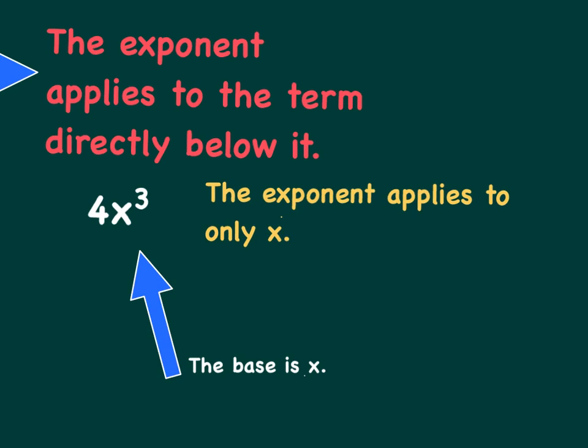The important thing to remember about exponents is the exponent applies to the term that's directly below it. In this example, the 3 is directly above the x. So that means the exponent only applies to the x. So x is the base and 4 is a coefficient.